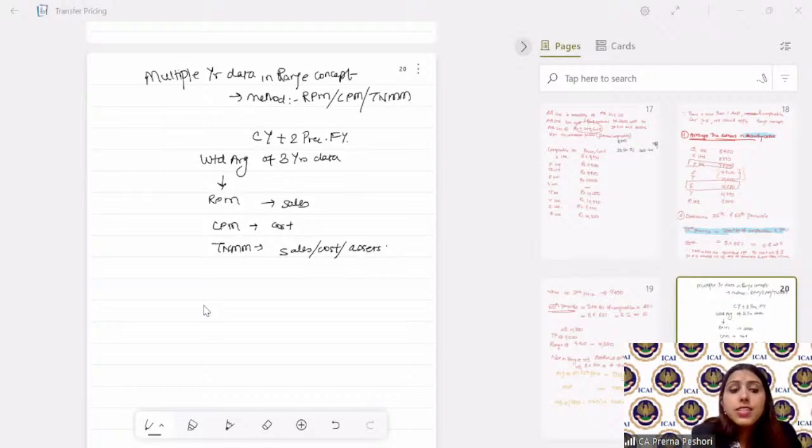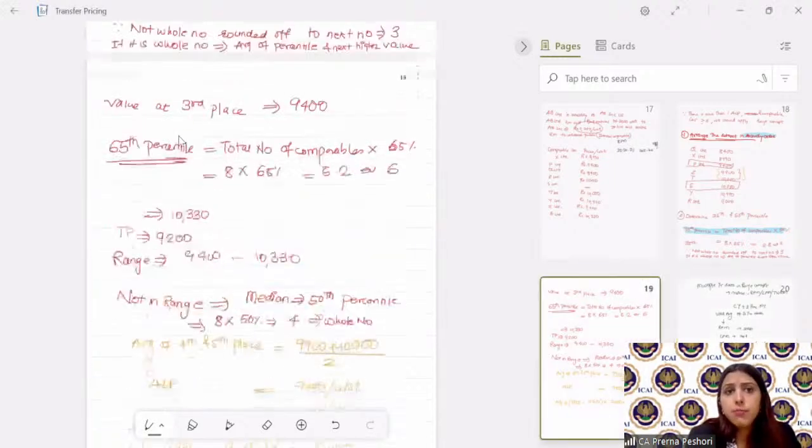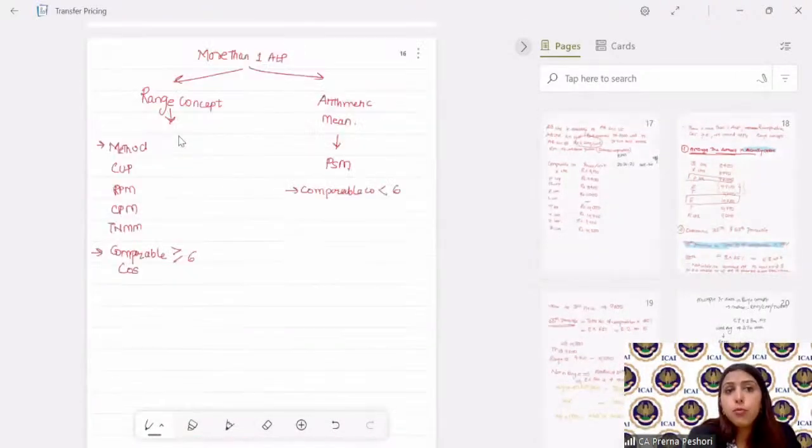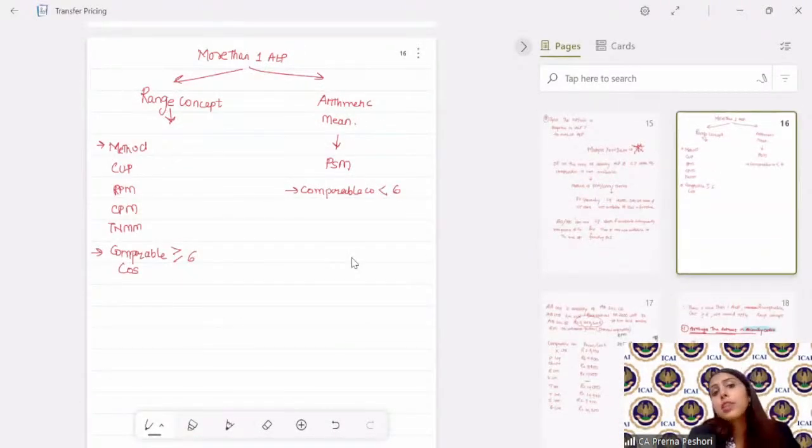So, the range concept can be applied only when you have a method other than PSM. And you can take the multiple year data if you have the method RPM, CPM, TNMM, not for CUP. If you have comparable companies less than 6, you will have to go for the arithmetic mean. The range concept will apply only if the comparable companies are more than 6. If it is less than 6 or the method is PSM, then it will be arithmetic mean.